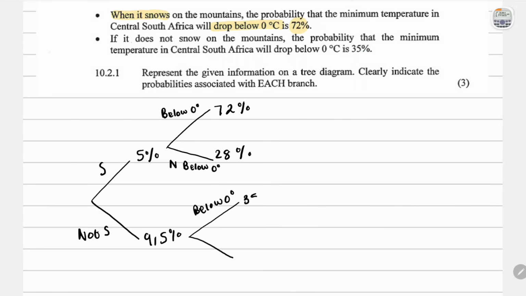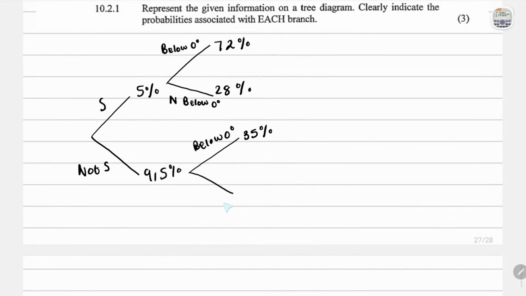So if this is 35%, then the probability that it will not drop below 0 degrees would be the difference, which is 65%. Okay, so not below 0, 65%, because that's what will help it add up to 100%.